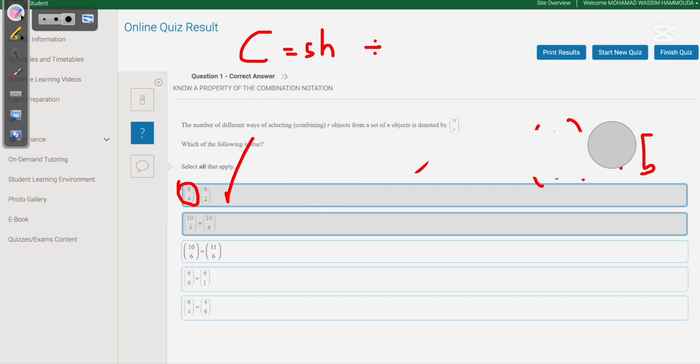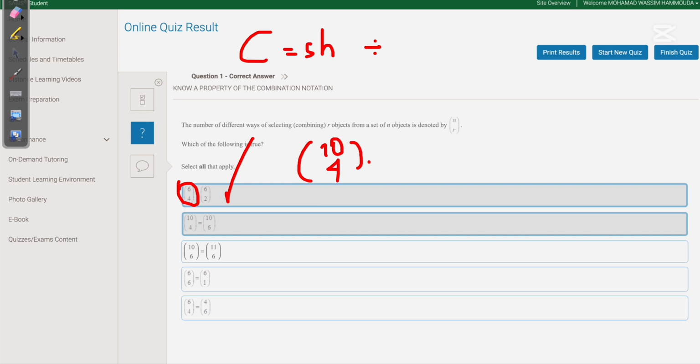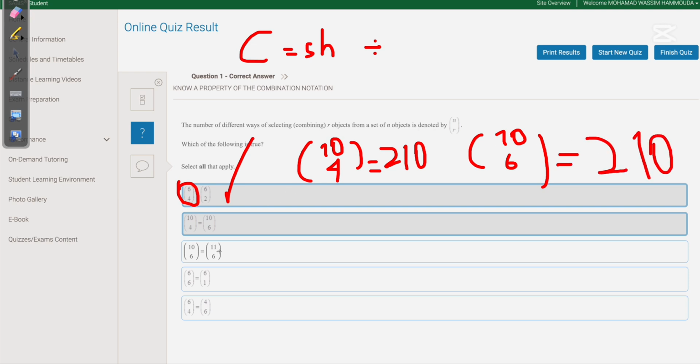Now 10C4 and 10C6. 10C4 is equal to 210, while 10C6 is also equal to 210, so it's an answer as well.